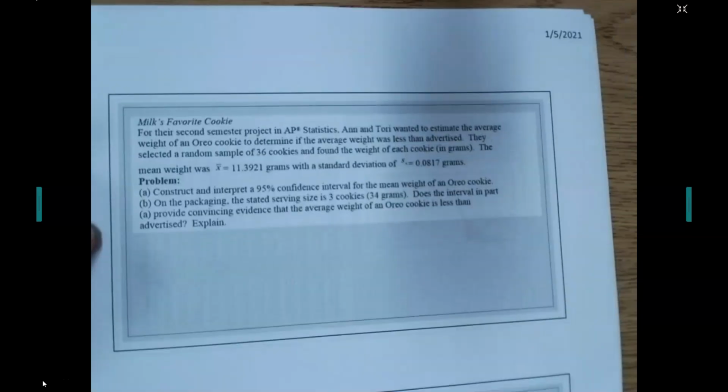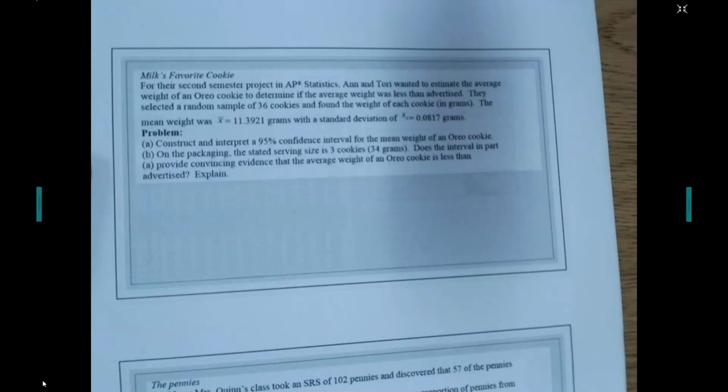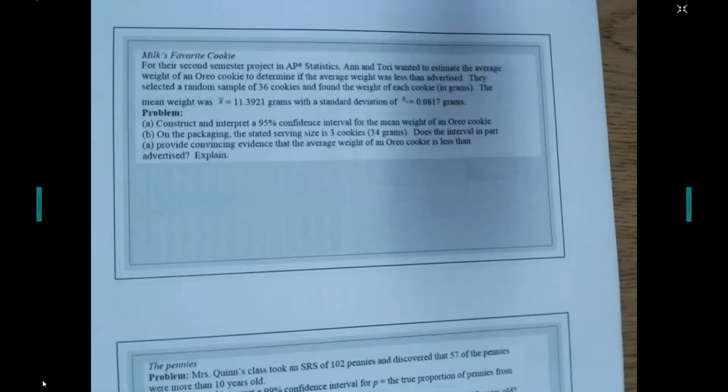All right, so for their second semester project in AP Statistics, Anne and Tori wanted to estimate the average weight of an Oreo cookie to determine if the average weight was less than advertised. They selected a random sample of 36 cookies and found the weight of each cookie in grams. The mean weight was 11.3921 grams with a standard deviation of 0.0817.